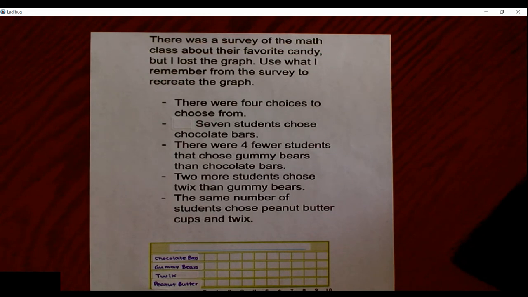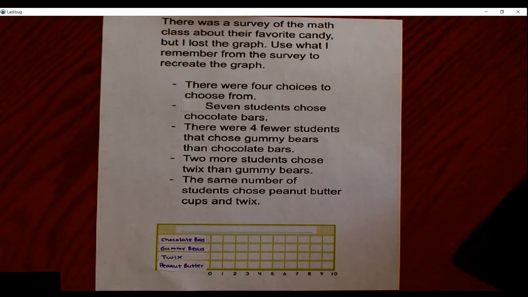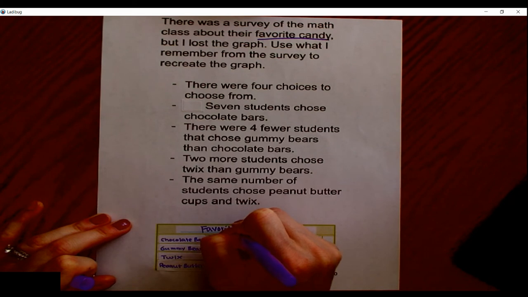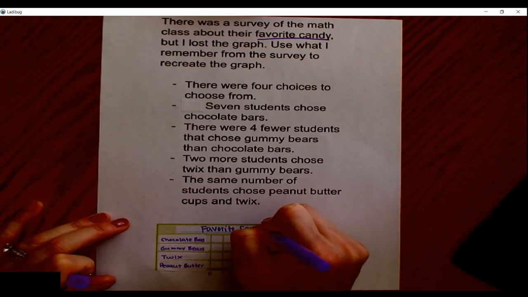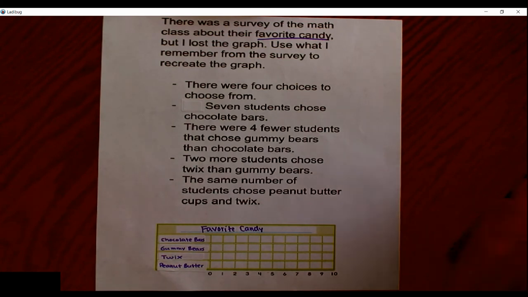So I have to start and figure out, well, what do I know for sure? And the first thing that I know for sure is that there were 4 choices, right? Well, I have 4 choices down here. 1, 2, 3, and 4. I'm also noticing that there's not a title for this. So I'm going to call it Favorite Candy. Since I know that there were 4 bars, I can move on to the next part.